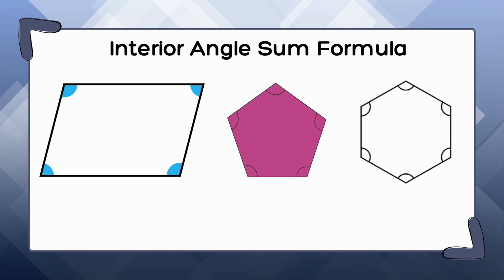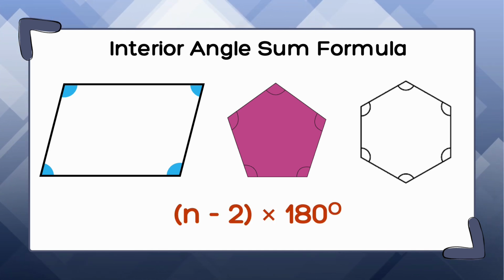But what about larger polygons? Huwag mag-alala, we have a formula for that. It is n minus 2 times 180 degrees, where n is the number of sides of the polygon. This gives us the sum of all interior angles of any polygon.